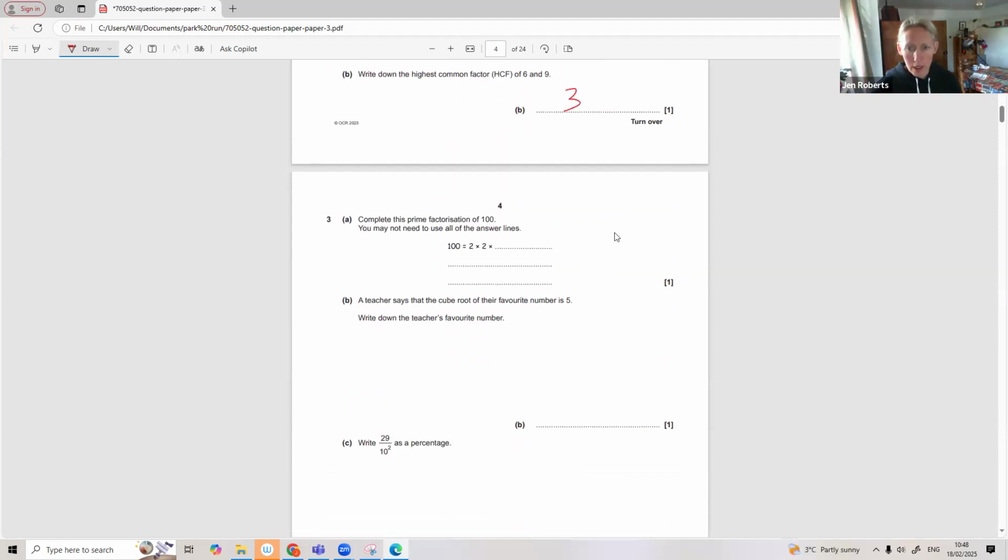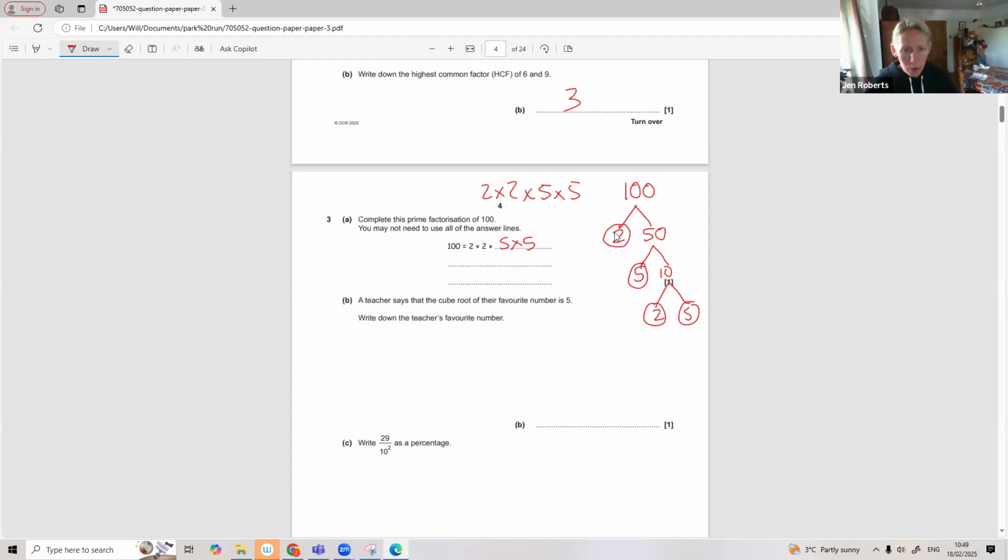Complete the prime factorization. So you might want to work out your prime factors first. 2 numbers that multiply to get 100, 2 times 50. I'm going to circle 2 because that's a prime number. Carry on here. 5 times 10, there's your prime number. 2 times 5. So 100 is 2 times 2 times 5 times 5. Already have 2 and 2, so times 5 times 5. 5 squared would have given you the answer there.